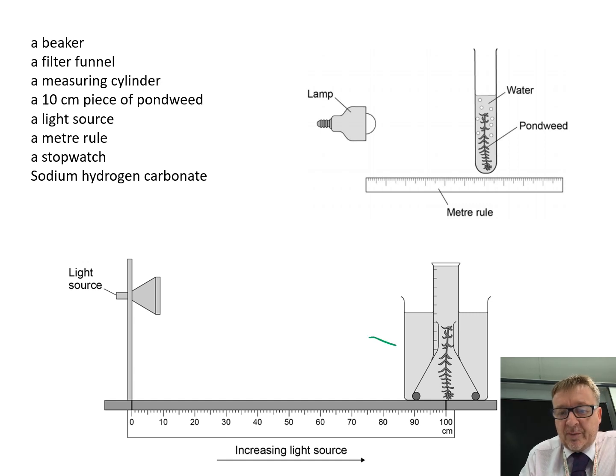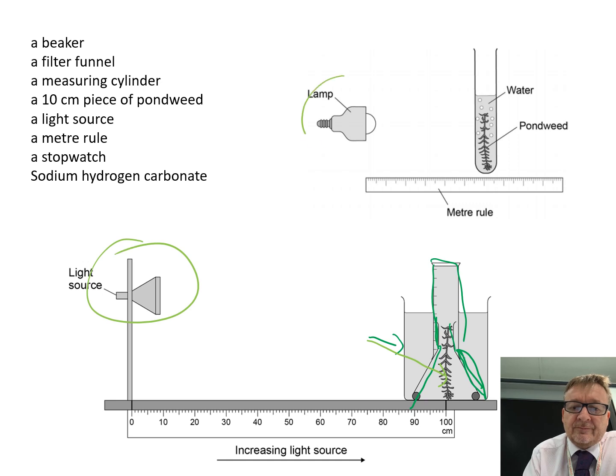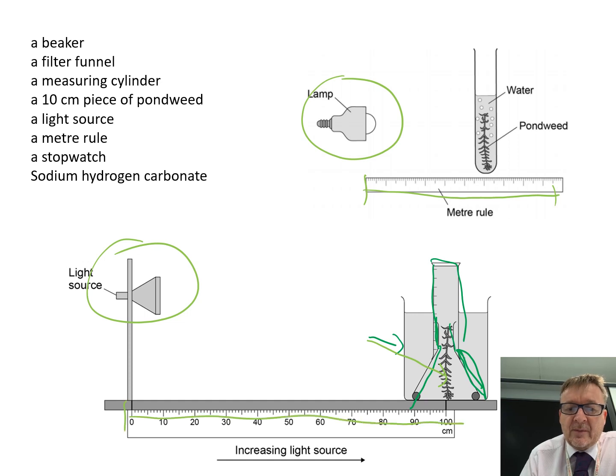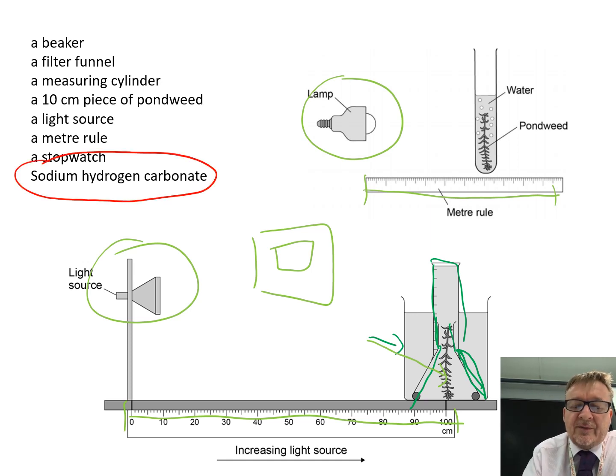So in this one here, we've got the beaker, and we've got a filter funnel. We've got a measuring cylinder, which then is over the top. We've got a 10 centimetre piece of pondweed, which is that there. We've got a light source, a meter ruler, and at the bottom there, a stopwatch. And sodium hydrogen carbonate. Now, the idea of the sodium hydrogen carbonate is that it's going to provide the carbon dioxide for photosynthesis.